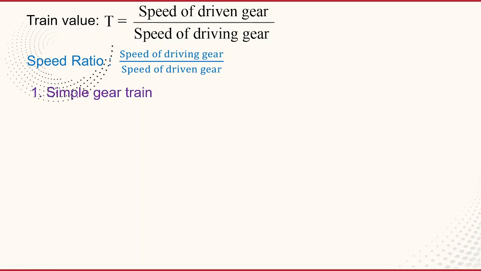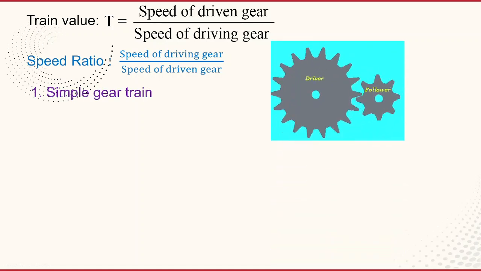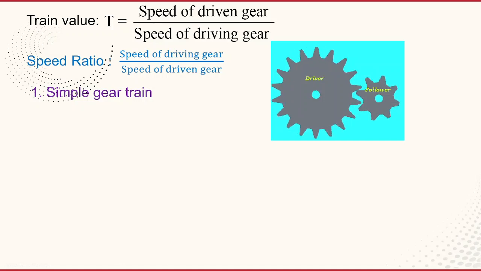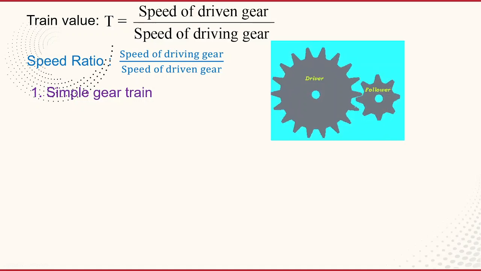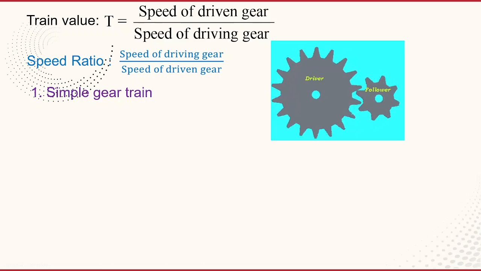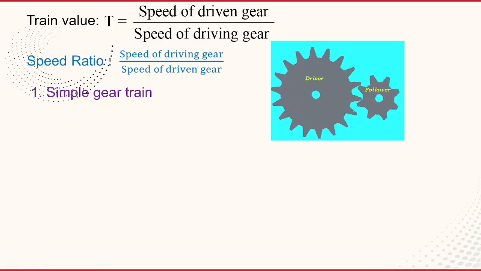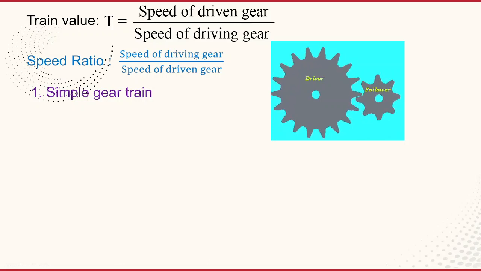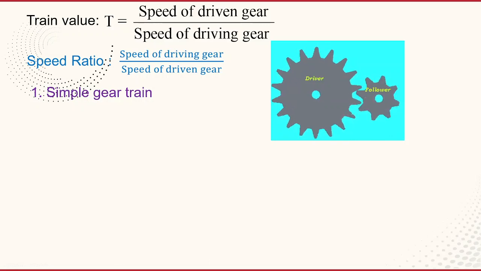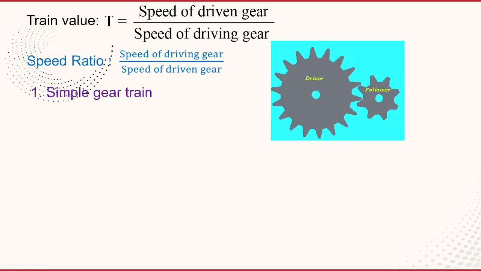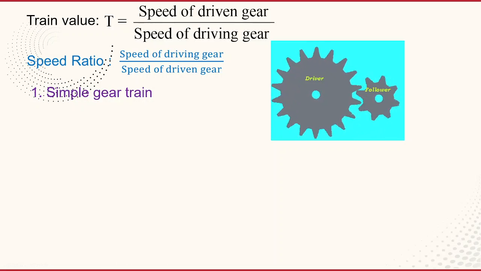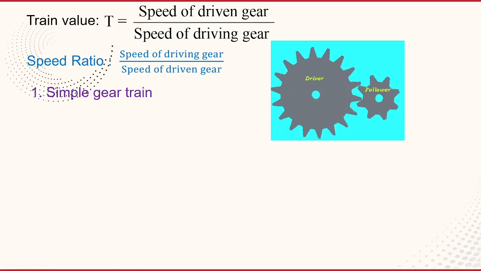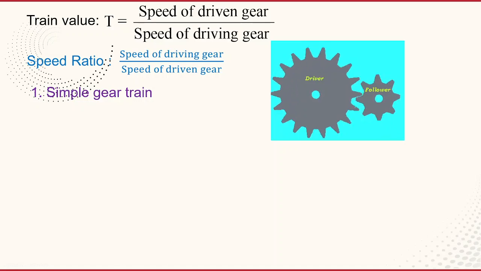Now, let us see the simple gear train. It's a simple construction. Look at this animated diagram, that is a driver and follower. We can see that the driver is rotating in the clockwise direction and the follower in the anti-clockwise direction. In a simple gear train, one gear is meshing with another gear and these two gears are mounted on two different shafts. That simple construction is known as a simple gear train.